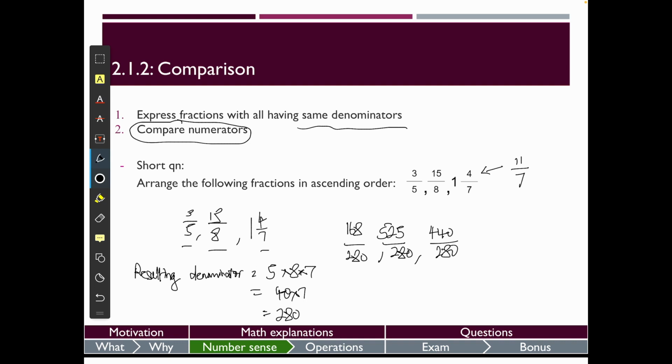So as you can see, when all expressed in the same denominator, this is the largest. So the answer will be 3 over 5, 1 4 over 7, 15 over 8.